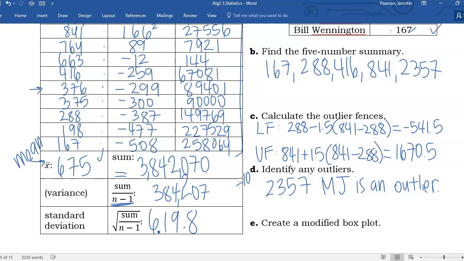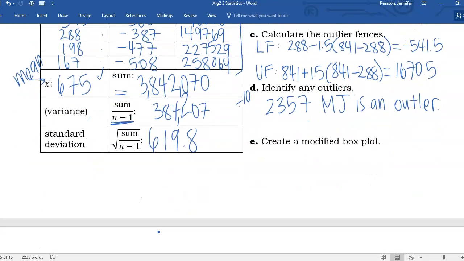Last one, create a modified box plot. So a modified box plot is going to look like a regular box plot, but rather than having the top whisker extend to an outlier, we're going to stop at the second highest point in the data set, the highest non-outlier, and then just show that there's an outlier.